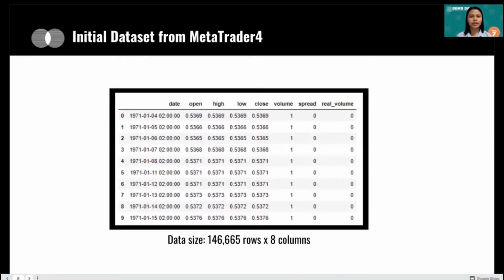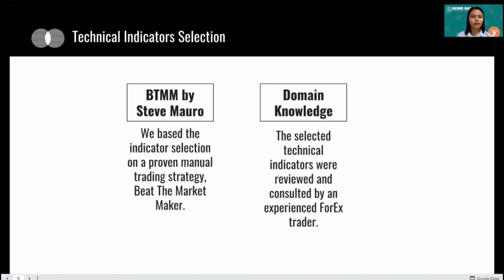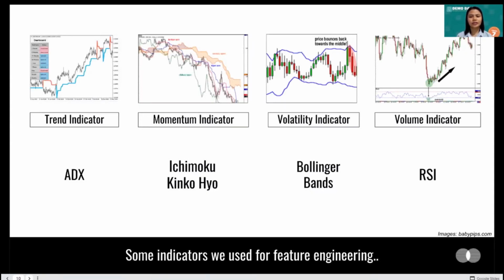We use the trading platform API to extract a time series dataset containing the basic price indicators for forex, such as open and close prices, as well as the volume. The technical indicators used were based on the trading strategy manual, Beat the Market Maker by Steve Mauro. Afterwards, we consulted with an experienced forex trader to narrow down the indicators selected. As examples, here are some of the different indicators used for modeling.